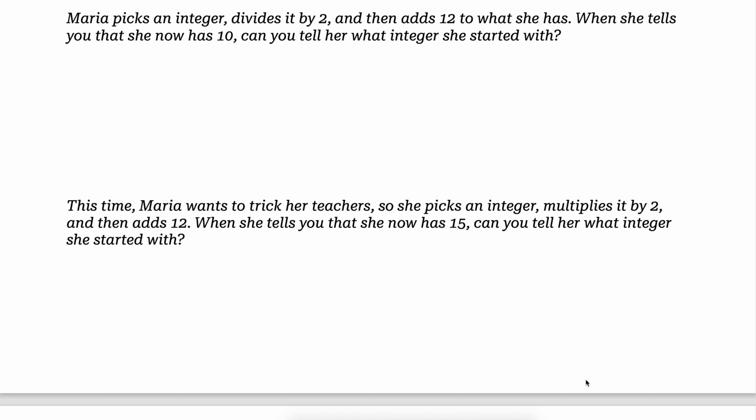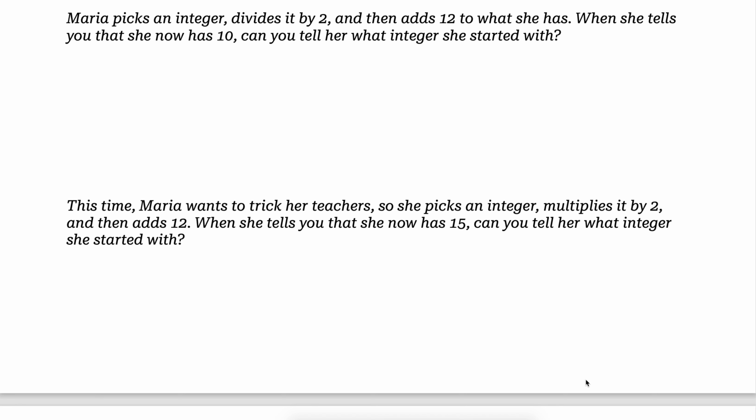We're going to continue with this section on using algebra to solve problems. In these next few examples, we're going to scale it back a little bit, not look at quite as complicated algebraic equations. In this first one, it says Maria picks an integer. So an integer can be positive or negative, just cannot be a fraction. Divides it by 2, and then adds 12 to what she has. When she tells you that she now has 10, can you tell her what integer she started with?